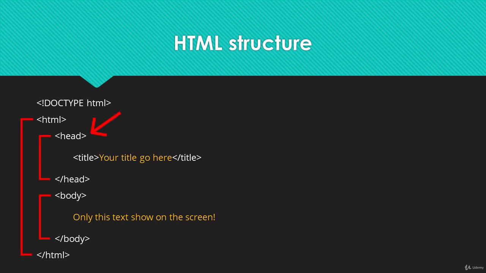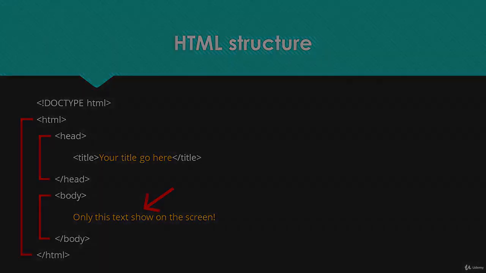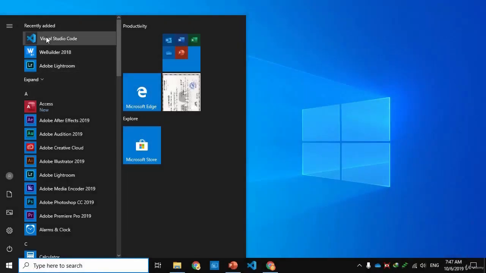The head tag is used to contain metadata like the title tag and style tag, and so on, which is not shown on the screen. The body tag is used to contain the web page content, such as images, text, or hyperlinks, and so on. Now we run Visual Studio Code.